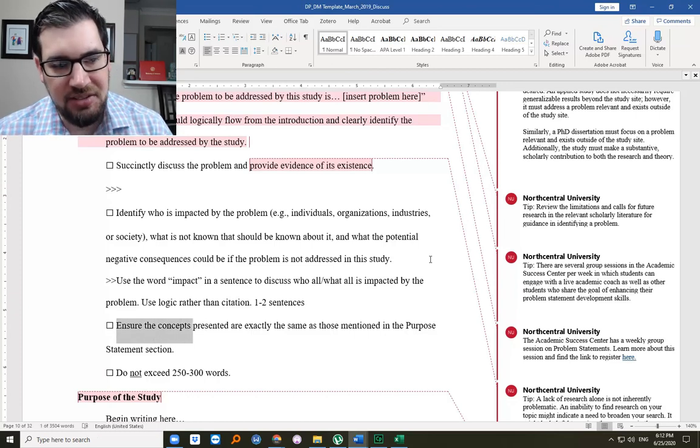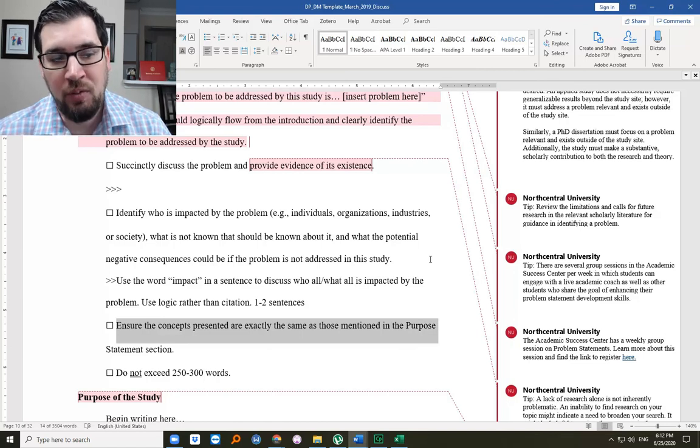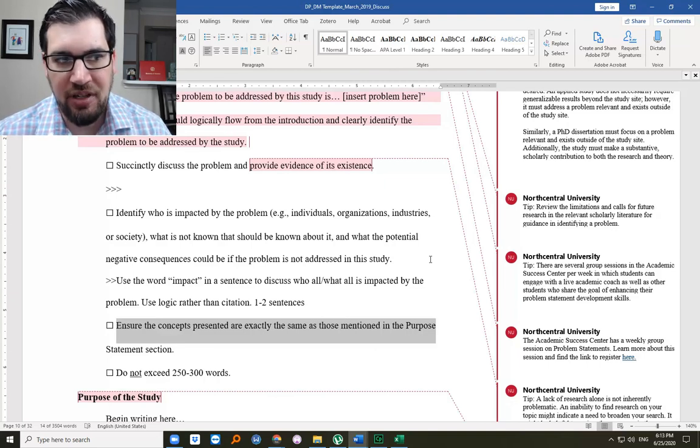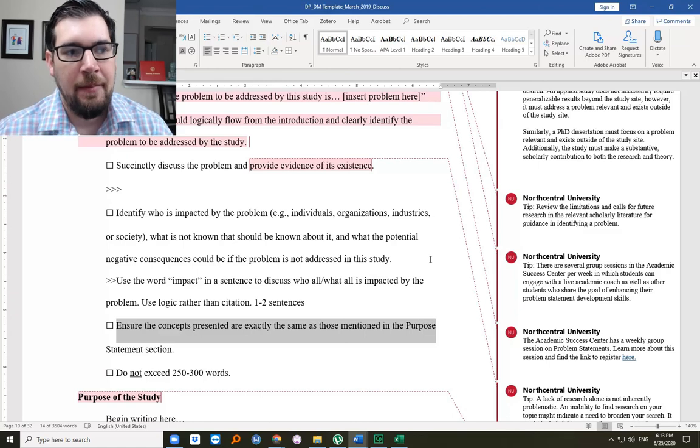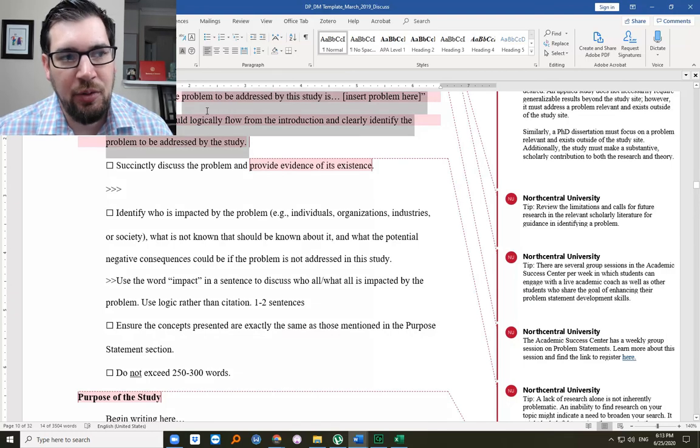Here is something to check on before you move forward. Ensure the concepts presented are exactly the same as those mentioned in the purpose. This is actually something you can't do without moving forward, so you're going to come back. This should really be in the purpose statement. Make sure that the purpose matches this, and then make sure that the problem matches this. If they don't match, there's a misalignment, that thing where you feel like you're switching topics. So the purpose should be a direct response to the problem, and we'll get to that.